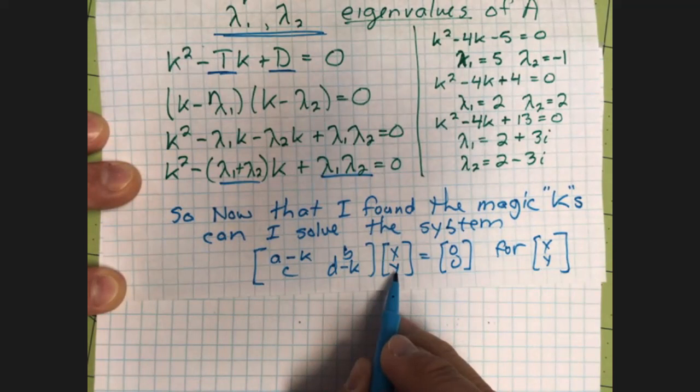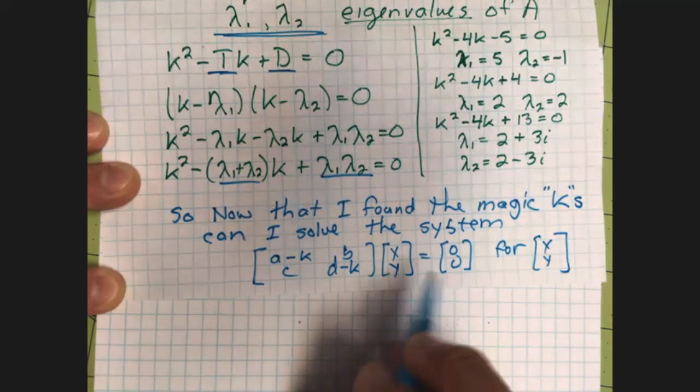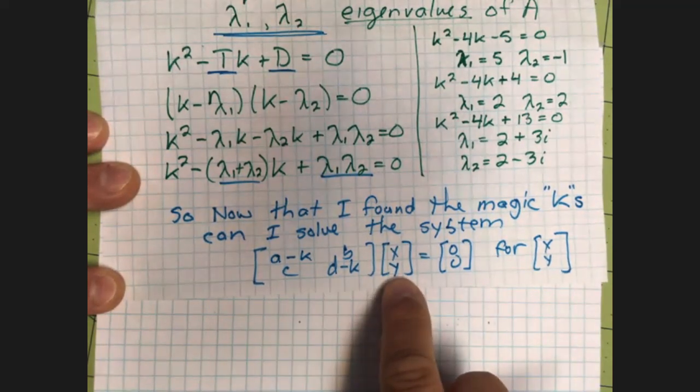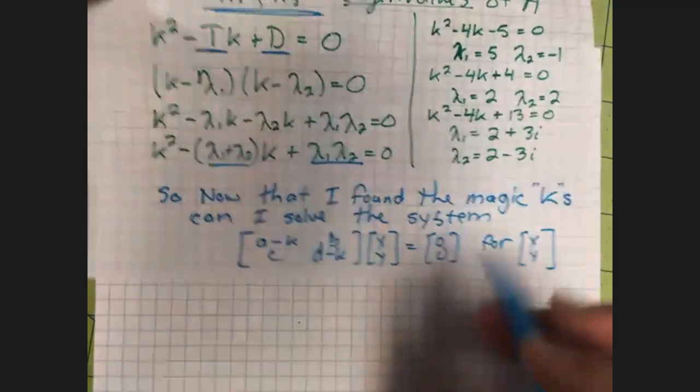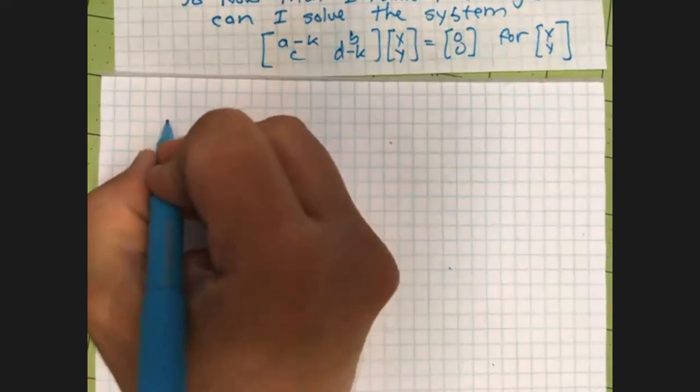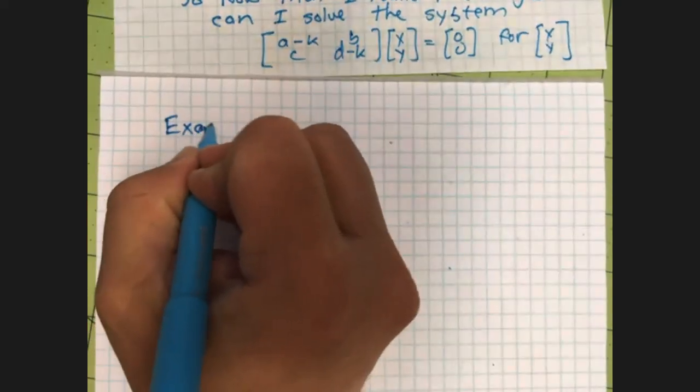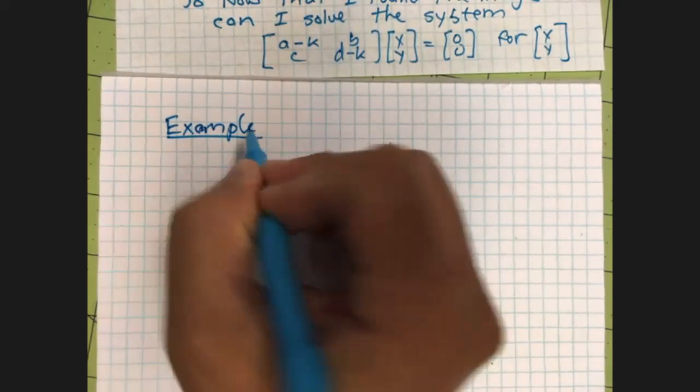Yeah, 0, 0 would be a solution, but that was a silly solution. I want to find a non-zero X and Y that solve this problem. Those are called the eigenvectors. So let's take our first example, and then I'll show you graphics after the break.